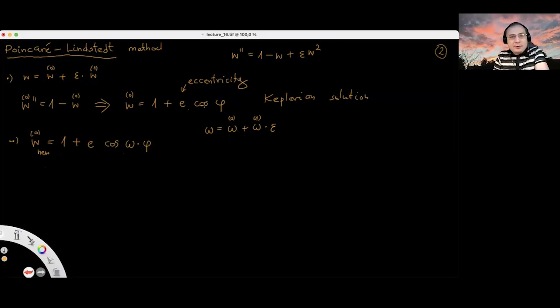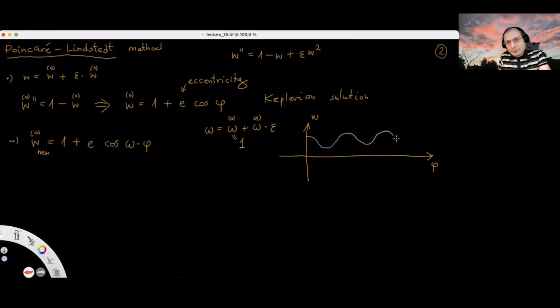We know that for epsilon equal to zero, this solution has omega equal to one, so we can simply state that this is one. However, we slightly update our zeroth order solution by adding an additional parameter. We can tune for a final value of epsilon. But why would we want to do it? So let's see what happens in this problem. So this is supposed to be a plot of W and phi. So the blue line represents our unperturbed solution with some kind of period 2 pi.